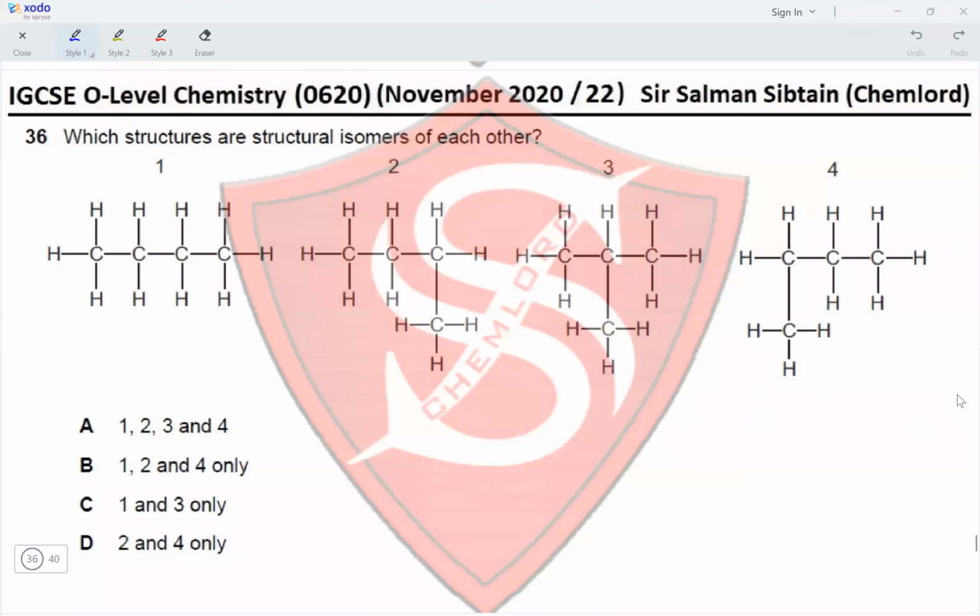Question 36. Which structures are structural isomers of each other? So structural isomers have the same molecular formula, but different structural arrangement. In one, the molecular formula is C4H10. In two, it is still C4H10. In three, it is also C4H10. And in four, it is also C4H10. So all four of them have the same molecular formula.